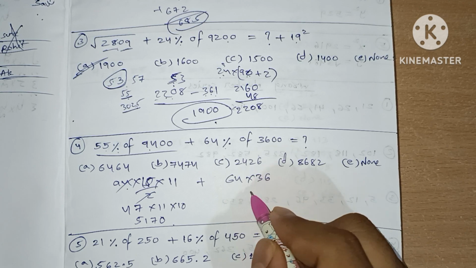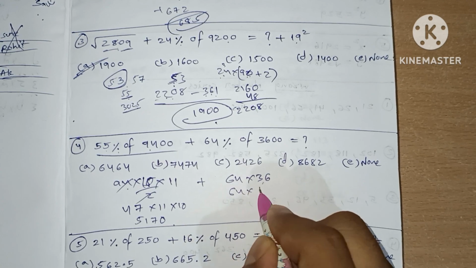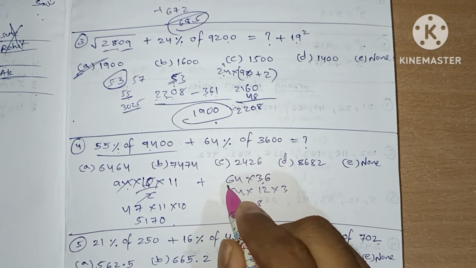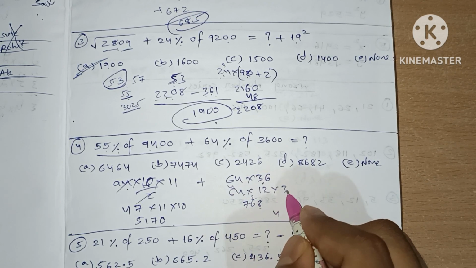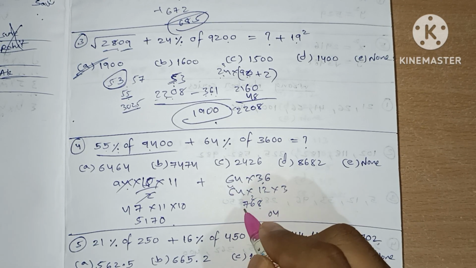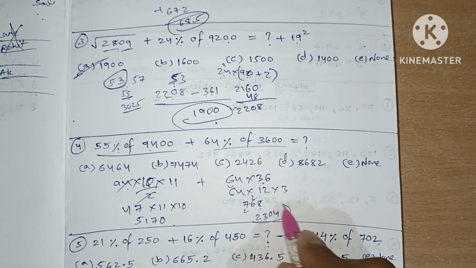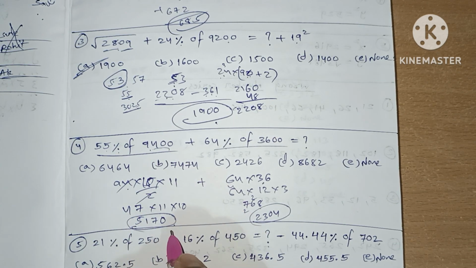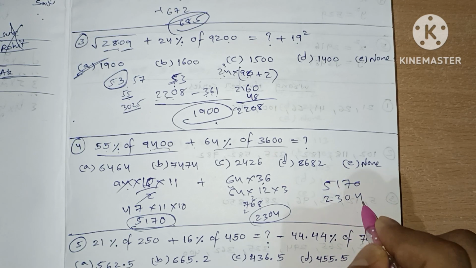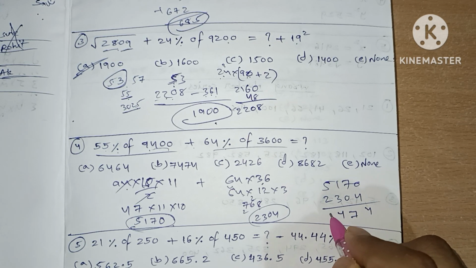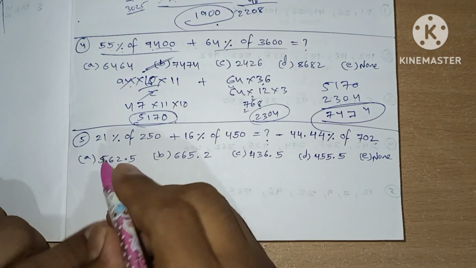Plus percentage and double zeros cancel, 64 into 36. What we write here is, let's divide this 36 as 12 into 3. 12 4 times 48. 12 6 times 72 plus 4, 76 into 3 times 3, 6. 3 8 times 24. 3 6 times 18. 18 plus 2, 20. So answer for this one will be 2304. Here the answer for the other one is 5170. What we do is the sum of these two. 5170 plus 2304, 7474 is our answer. Option B.